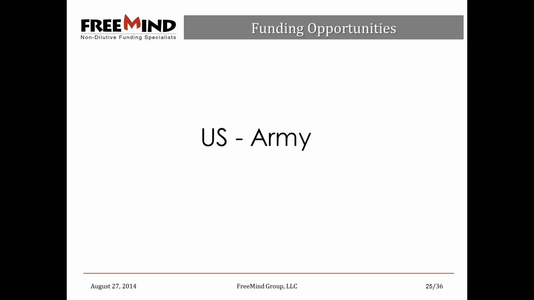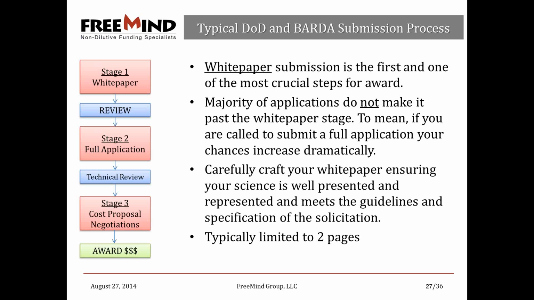So from the time you are called, DTRA can give you 40 days to respond, and BARDA can give you 90 days to submit the full application. Therefore, there is a very short timeline for submission.